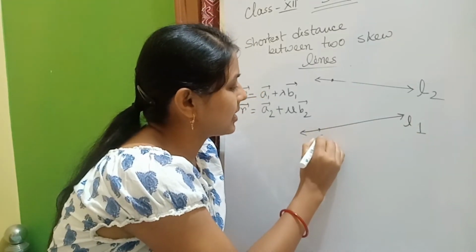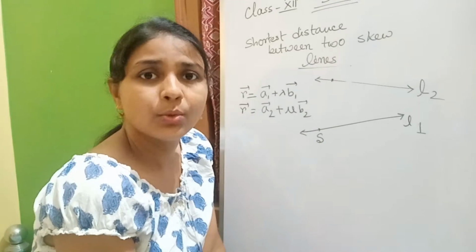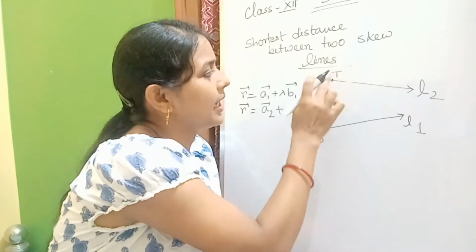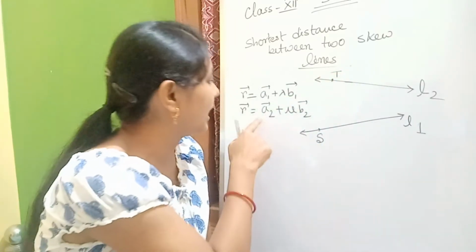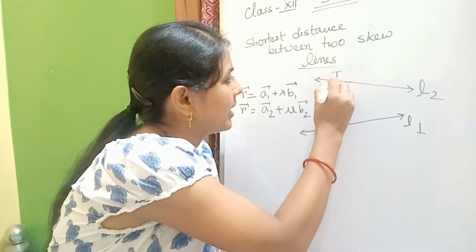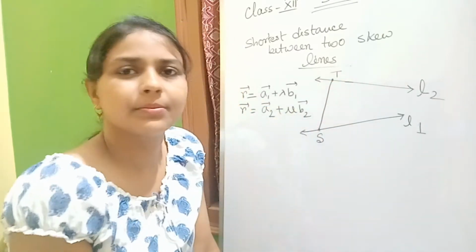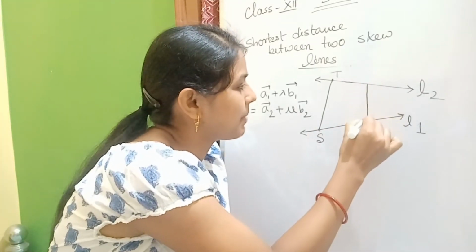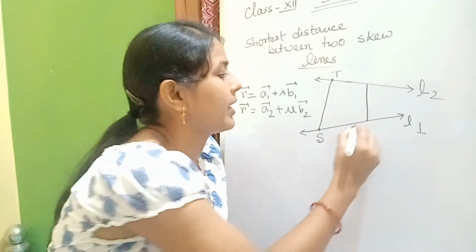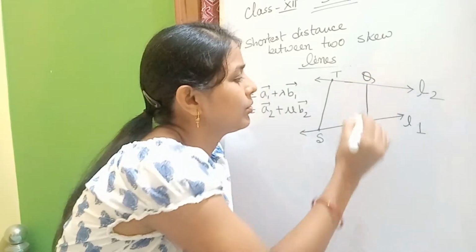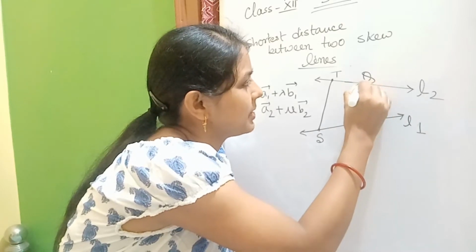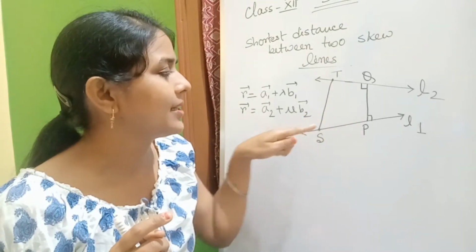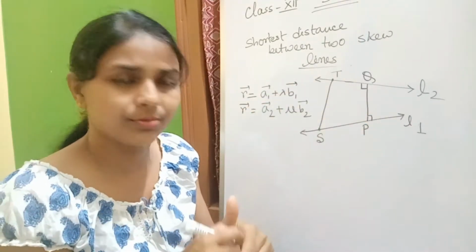I am representing this one as L2 and this one as L1. Let S be a point on L1 with position vector a1 vector. Let P be a point on L2 with position vector a2 vector. Let us join them. There will be a line, the perpendicular distance which we have to find. Suppose this is PQ, with all these 90-degree angles. So this PQ line will be at 90 degrees with both L1 and L2.